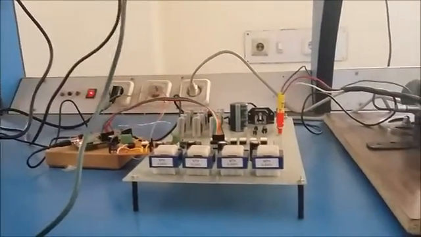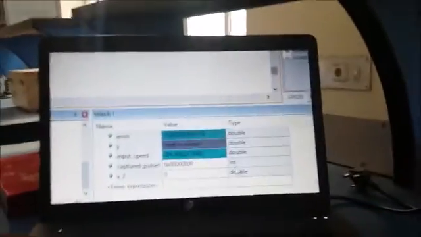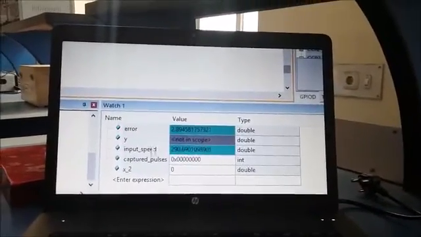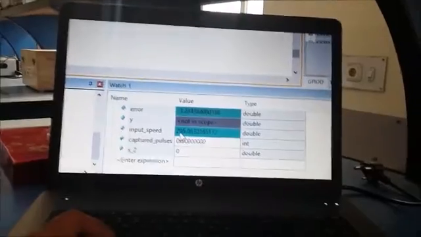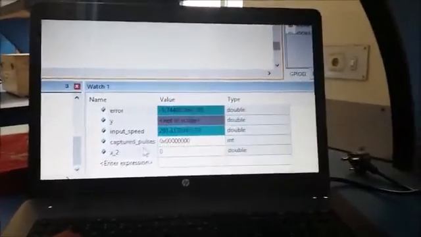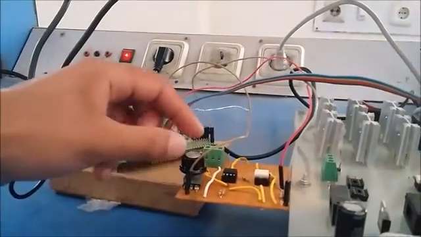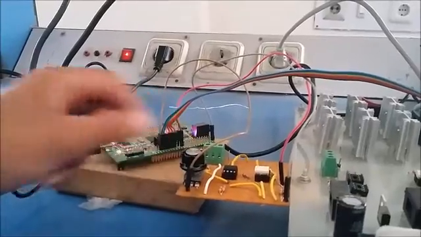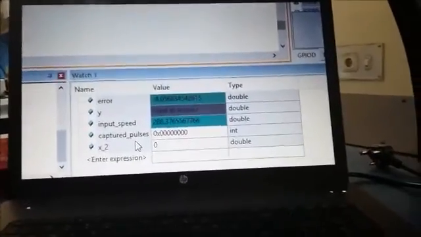Now we will introduce the functionality of our project. Here you can see that we have the input speed which has the unit of RPM. This is the input speed which is fed to the microcontroller, and this generates an error signal. And here you can see we have an analog knob which is interfaced with the analog to digital converter to vary the input speed.